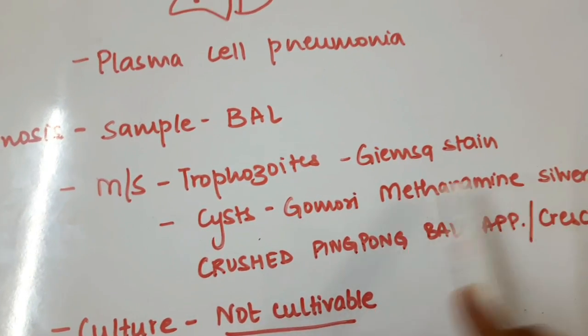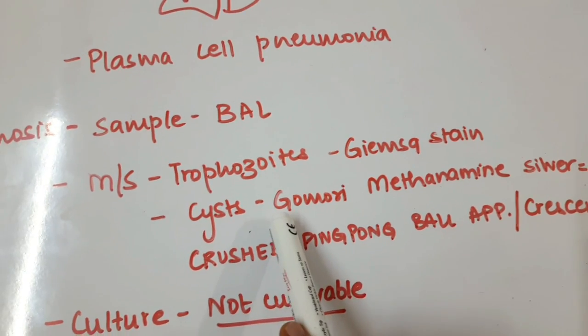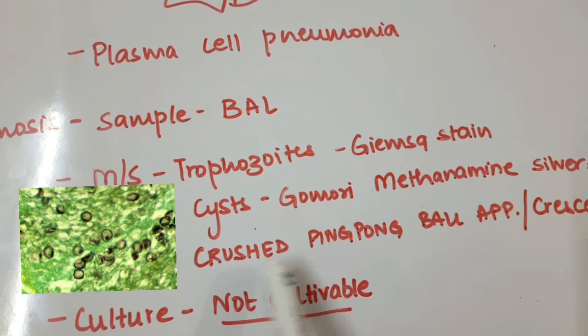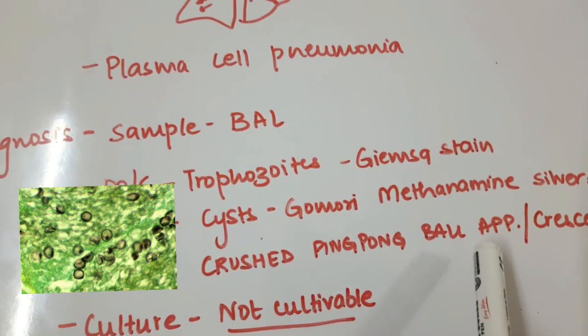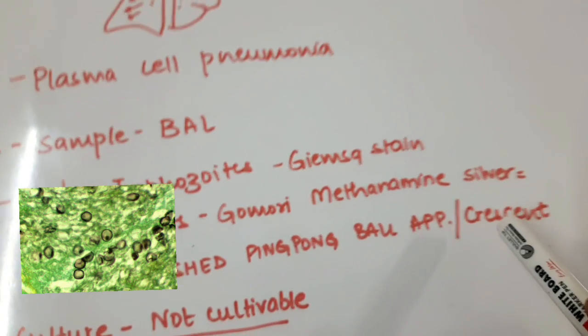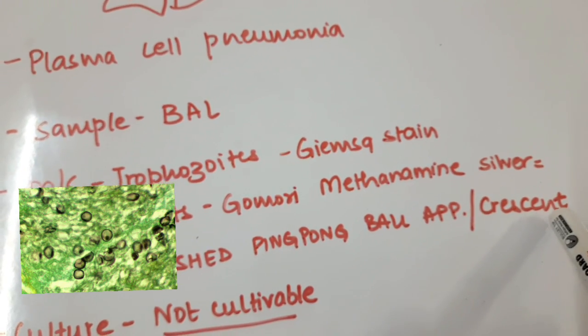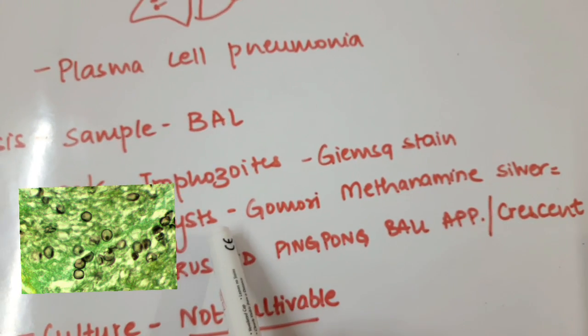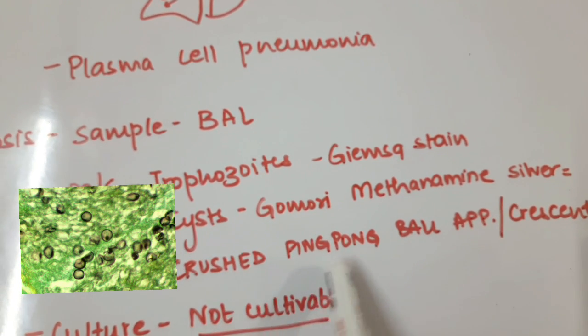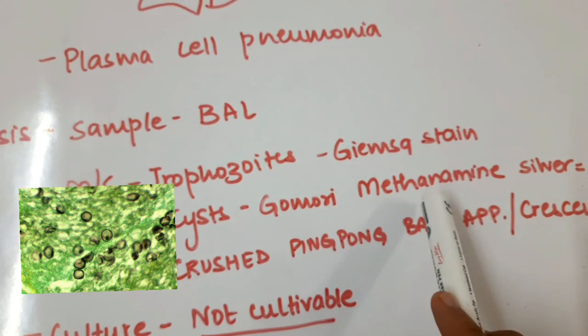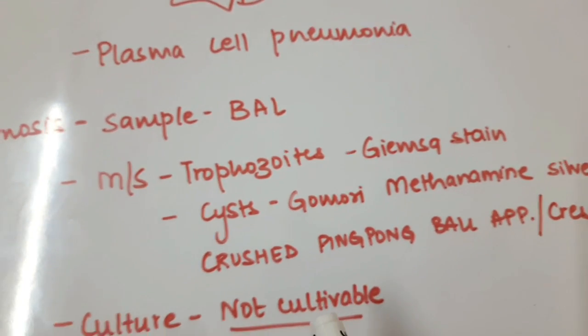Now the particular characteristic feature of the cyst form is that it appears as a crushed ping pong ball appearance. So that is what we see, or it can also be called a crescentic appearance. So the cyst will be seen as a crushed ping pong ball appearance with Gomori methenamine silver stain.